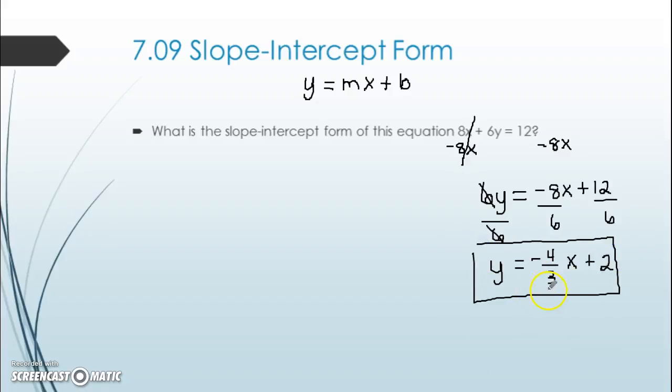I can easily see the slope is a negative 4/3. So a rise of a negative 4, that means it's going down 4, and a run of 3, so to the right 3 is that line. And then a y-intercept of 2. That means it's crossing my y-axis at a positive 2.